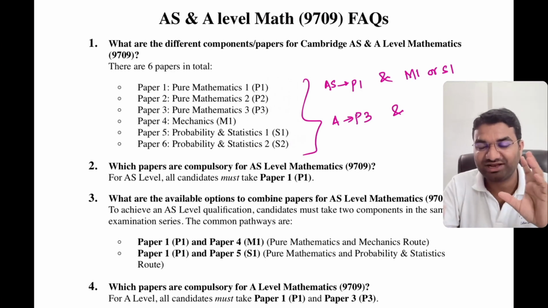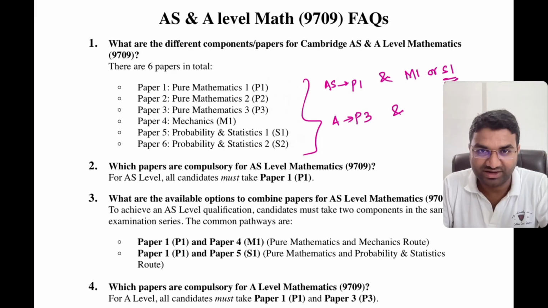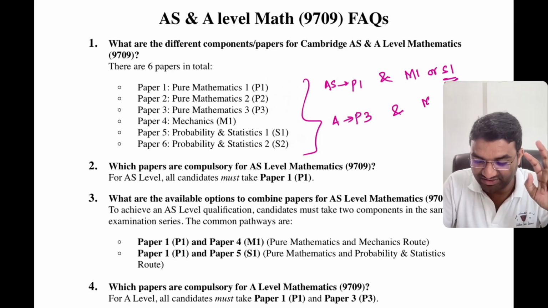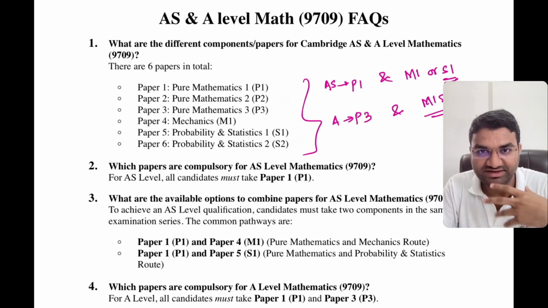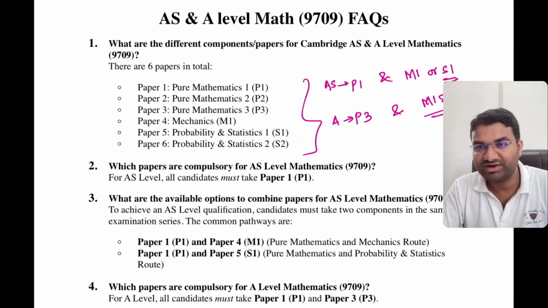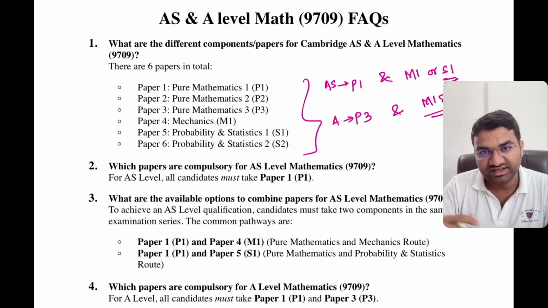Out of the remaining 2, you can pick one paper. So let's say, for example, you have picked S1, statistics 1. What are the 2 options left? Mechanics M1 and statistics 2, right? You can pick one of those. These are the options you have. Now, you may have many doubts, so I hope I will be able to clear all of these frequently asked questions.